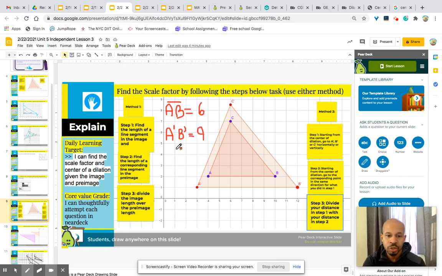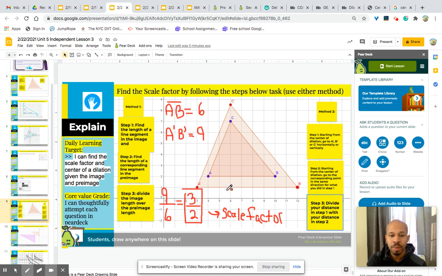Remember, our image is always the one with the primes, so we have to divide 9 divided by 6, which if we were to reduce this, 9 is divisible by 3 and 6 is also divisible by 3, so our scale factor is essentially 3 over 2. This is our scale factor. We could do the same thing for the other corresponding line segments, but if a dilation has occurred, the scale factor must be the same.